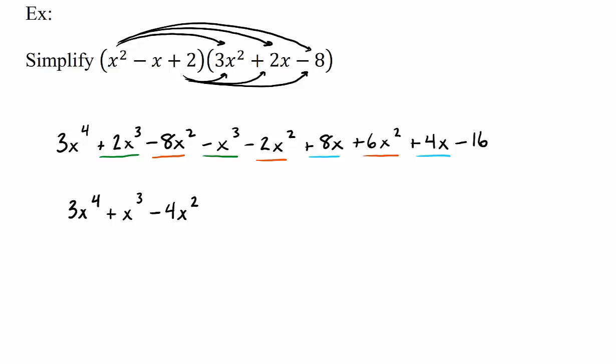Moving on now to the x terms. I have an 8x and a 4x. That will be a plus 12x. And then finally, the constant of 16 has nothing. So it's a negative 16 to end.